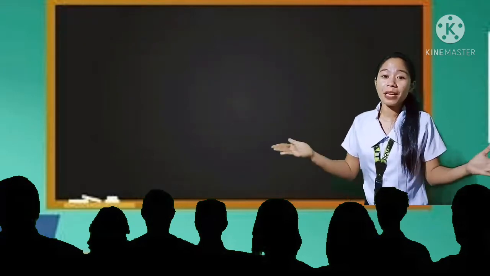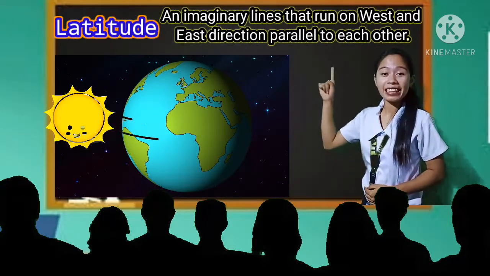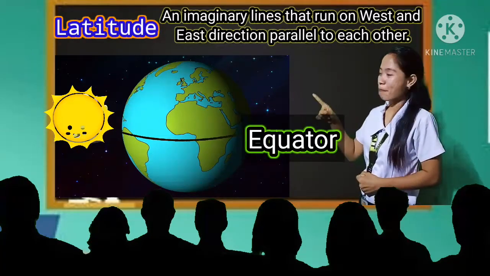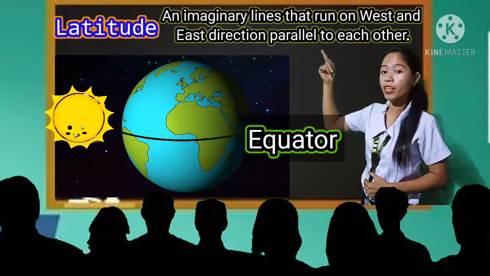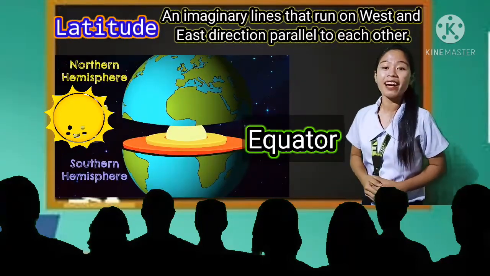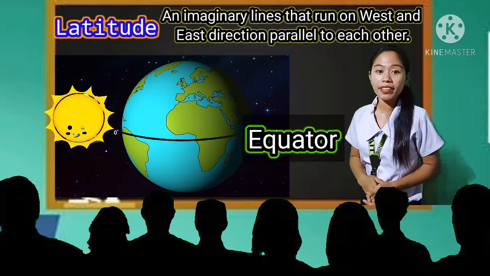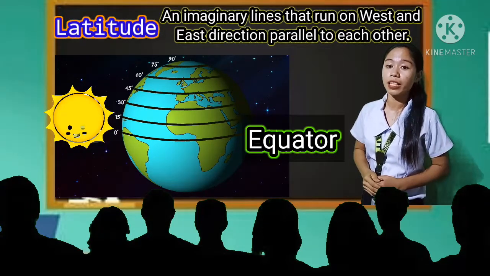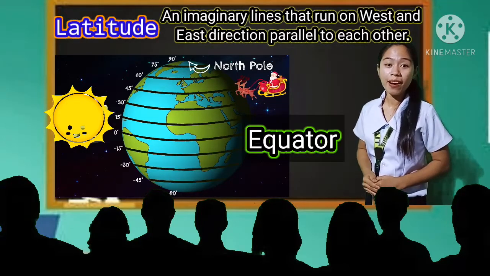For the information of everybody, latitudes are imaginary lines that run in the west and east direction, parallel to each other. The longest latitude is called the equator. It runs around the center of the Earth and divides the Earth into the northern hemisphere and the southern hemisphere. Latitude measures degrees, and the equator marks 0 degrees. Latitudes north of the equator go up in numbers from 1 to 90 degrees until they reach the North Pole. Latitudes south of the equator go down as negative numbers until they reach negative 90 degrees, which is called the South Pole.